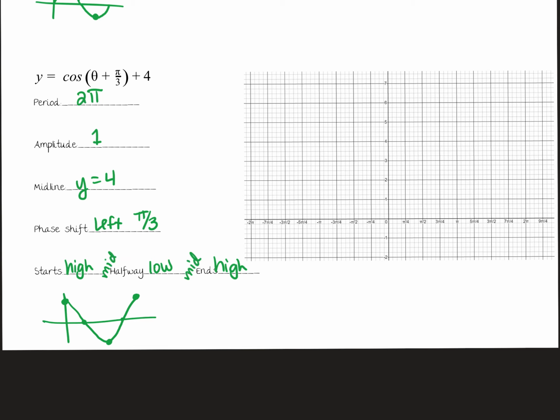So first thing I do is graph the midline. This time my midline is at y equals 4. So I just draw in my horizontal line.